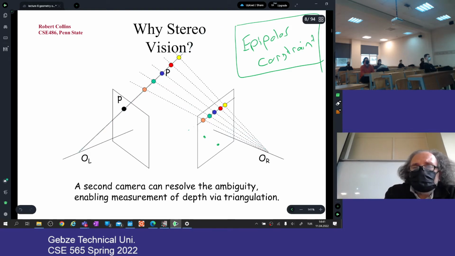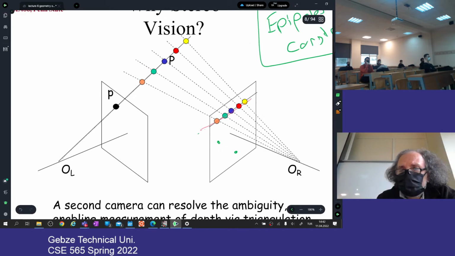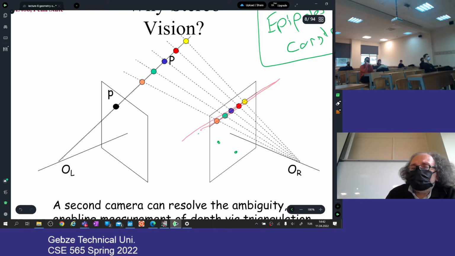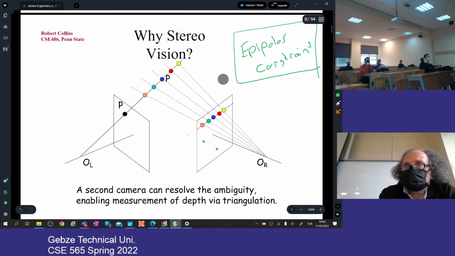The nice thing is this: how am I going to find the corresponding point in the other image? I know that this point P has to be on this line, and if point P has to be on this line, the corresponding point on the right image has to be on this line. So on the right image, on this line, I can make a search for P. Once I find it, I can infer the depth of point P. I don't have to make the search in the whole image. I make the search on a single line only. That's called the epipolar constraint.